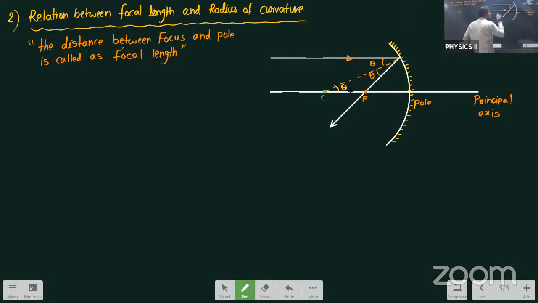This angle will also become theta. I hope you are getting this. A light ray is incident on a spherical mirror. After reflection, from which point will it pass? It will pass through the point of focus.